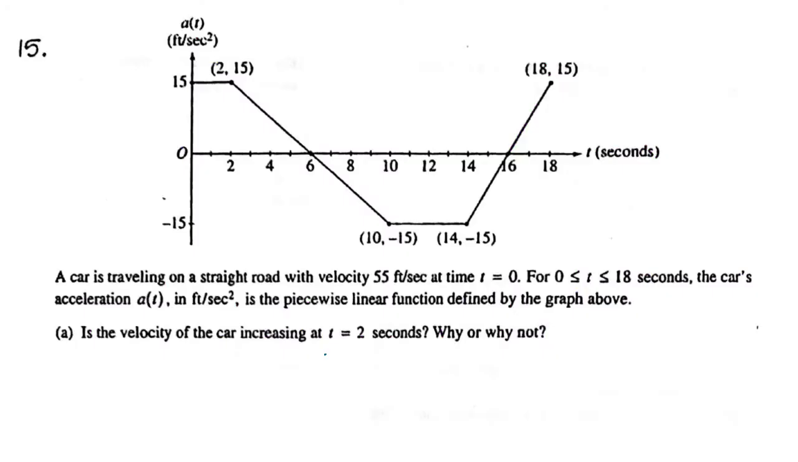Okay, for our next free response question, it tells us that a car is traveling on a straight road with velocity 55 feet per second at time t equals 0. From 0 to 18 seconds, the car's acceleration in feet per second squared is the piecewise linear function defined by the graph above.